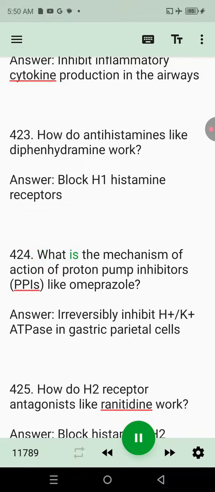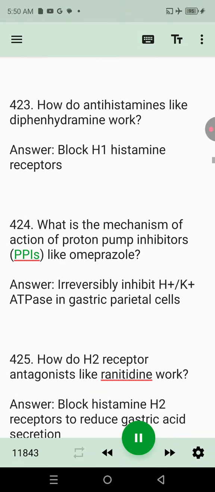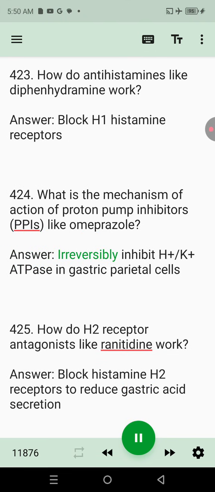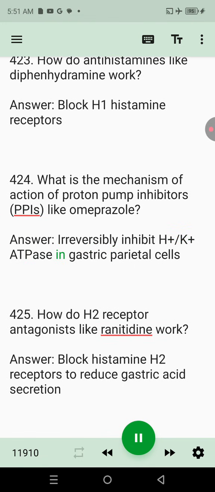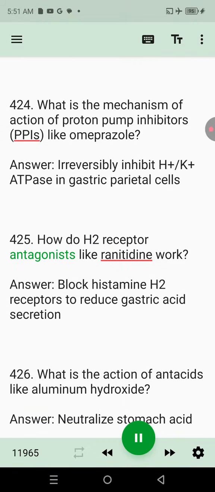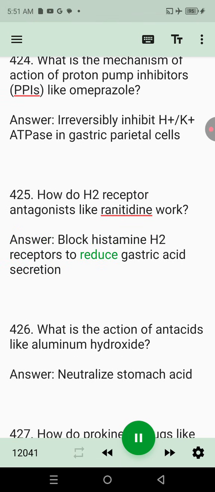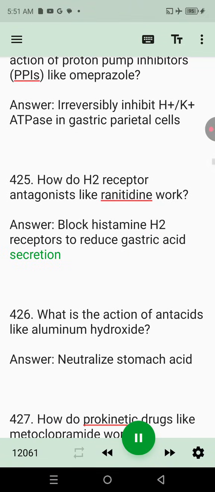424. What is the mechanism of action of proton pump inhibitors, PPIs, like omeprazole? Answer: irreversibly inhibit H+/K+ ATPase in gastric parietal cells. 425. How do H2 receptor antagonists like ranitidine work? Answer: block histamine H2 receptors to reduce gastric acid secretion.